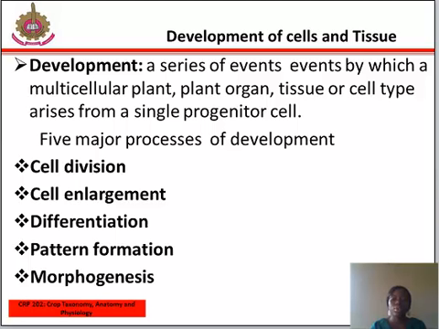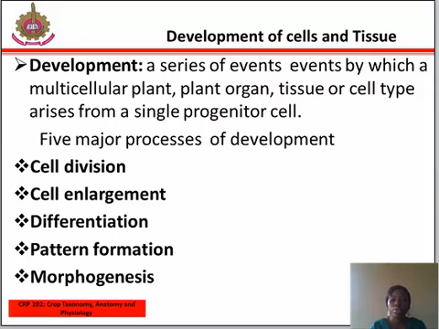Cell division results in an increase in the number of cells, thereby contributing to growth. Growth through cell division is called hyperplasia. Increase in cell number happens early in the development process. 2. We have cell enlargement. Cell enlargement refers to an increase in the size of the cell after the cell is derived from a meristematic initial. In many cases, the size of the cell increases before entering into another division.